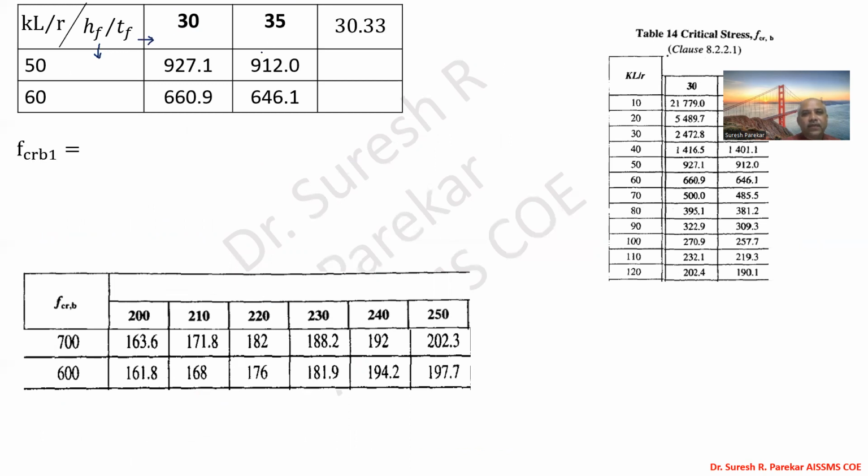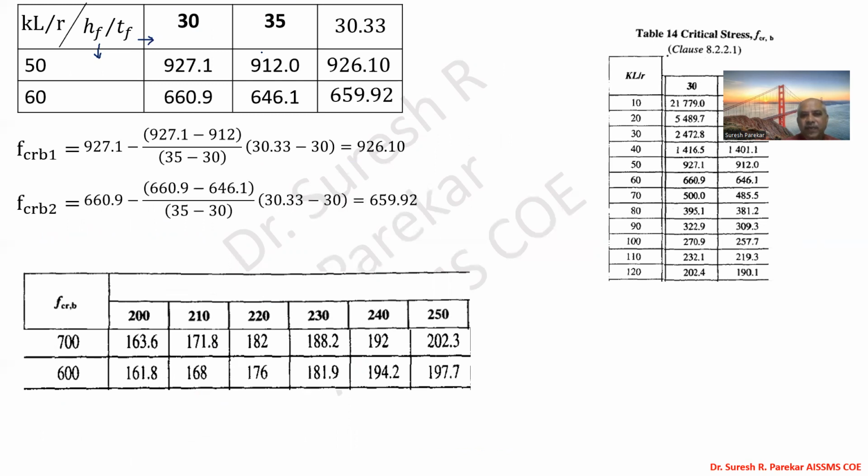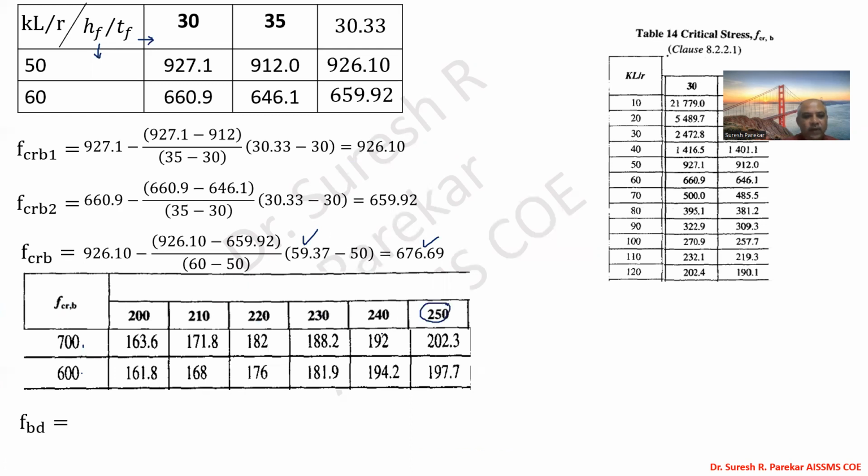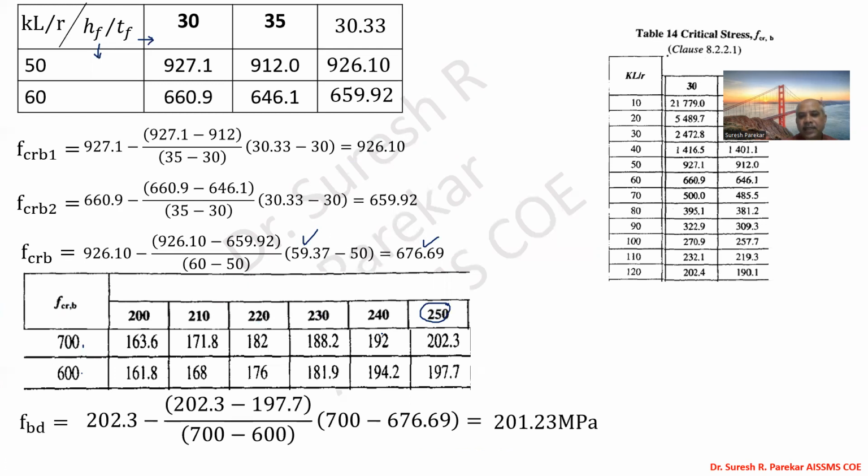And from this, we will get for 30.33 value, first value 926.1, and FCRB 659.92. And we have to find value for 59.37. And for 59.37, we will get value of FCRB 676.69. And then FCRB 700, 600. This is 250. And for this, we are going to get value of FBD, and that is 201.23 MPa.